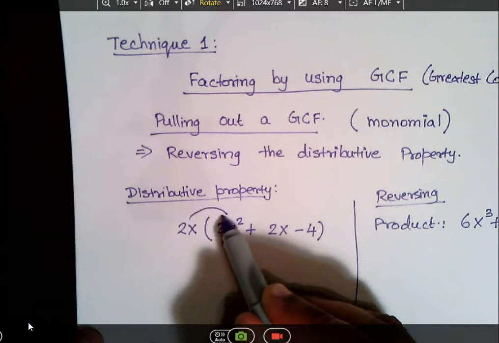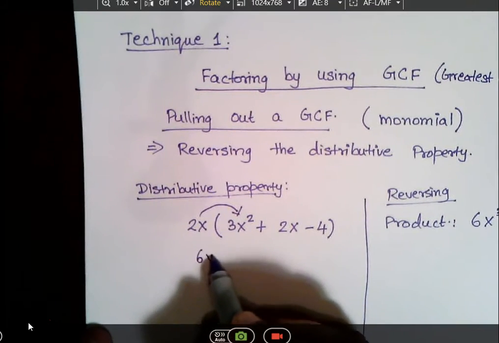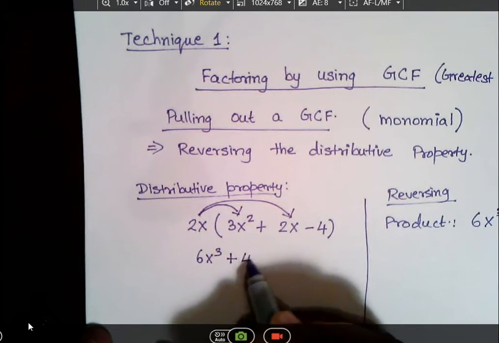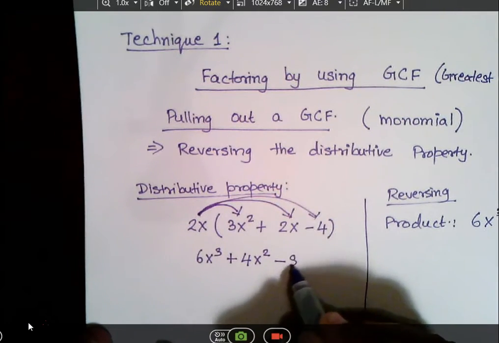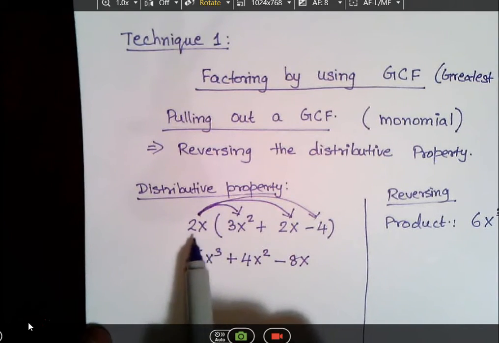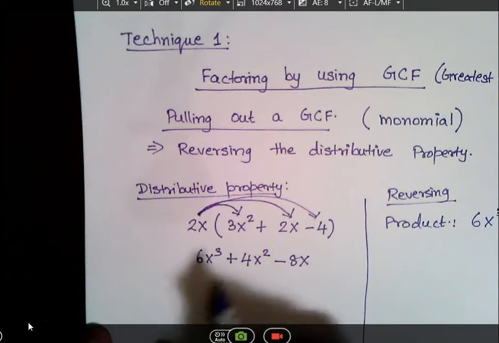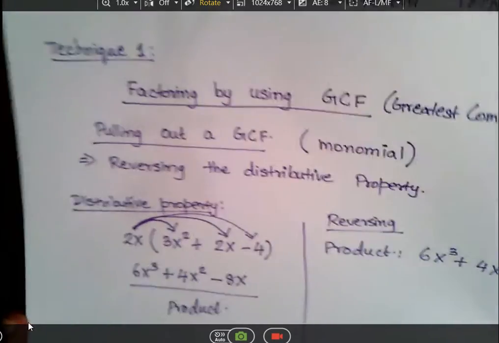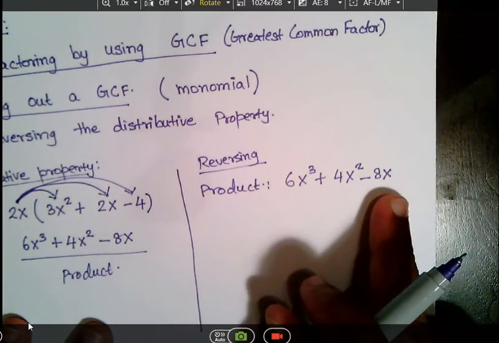So when I multiply, I'm distributing the 2x. 2x times 3x squared is 6x cubed. 2x times 2x is 4x squared. 2x times negative 4 is negative 8x. So when I distributed the monomial to this trinomial, I got another trinomial, which is my product. So I want to reverse this multiplication process. Reversing the multiplication process, I start with my product, which is 6x cubed plus 4x squared minus 8x.